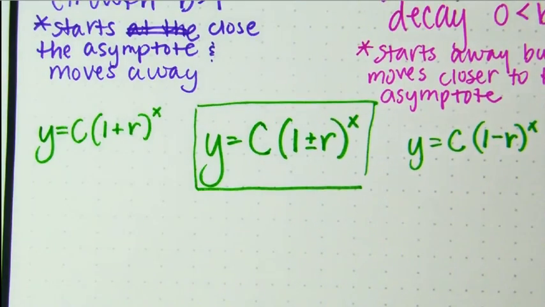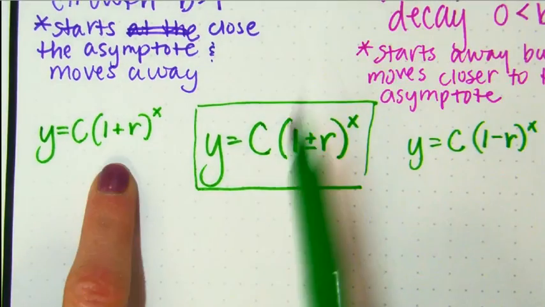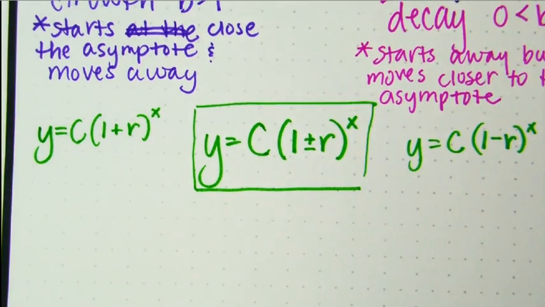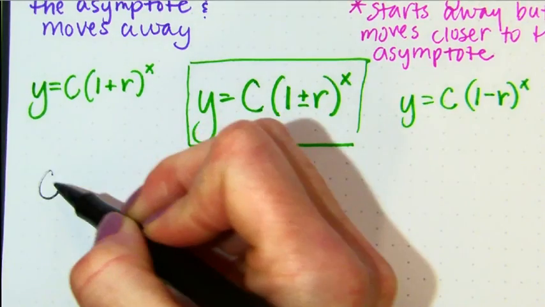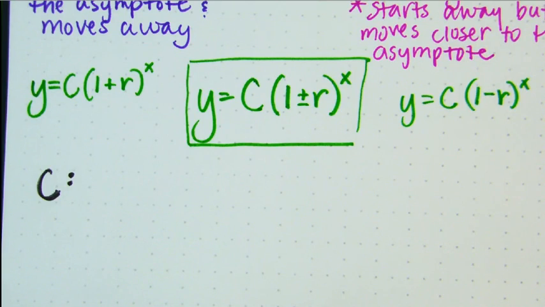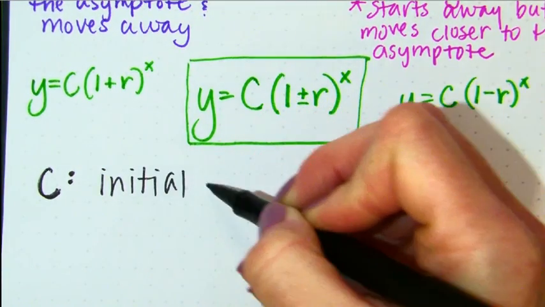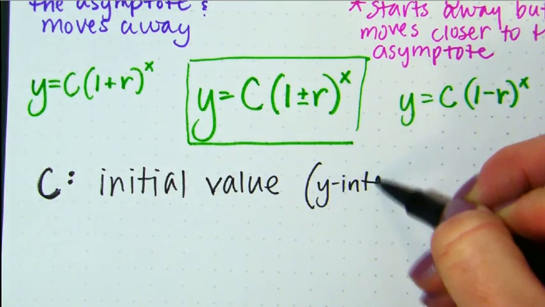And you'll see in a second where the 1 comes from. So let's put some words to the different variables we see now. Our c replaced the a in what we've been working with, but it's still the same thing. It's still the initial value. So c is our initial value, or our y-intercept.